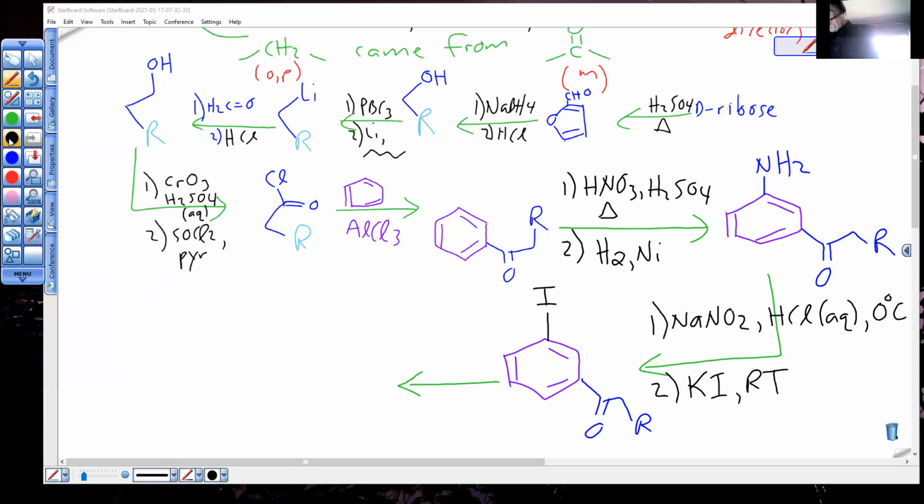I like the Clemmensen. It involves a lot less writing. It's a mercury-zinc alloy called a zinc amalgam. And it has to have HCl as well.